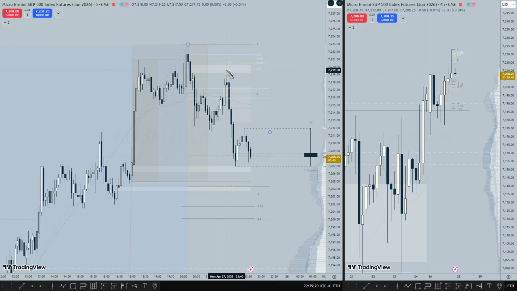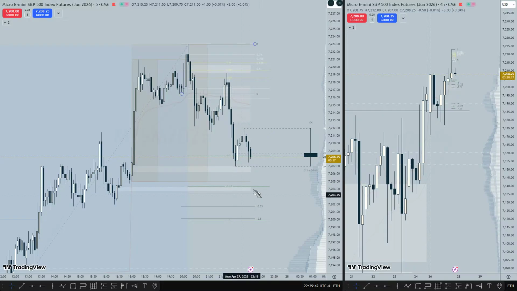So boom. Fibonacci target is in the same target as imbalance. So see, you have 1, 2, 3, 4 different targets right here, basically all in the same area. So we're going to average around targeting in this area. You know what I'm saying? 7204, 7205. I'm taking anything that comes around here.